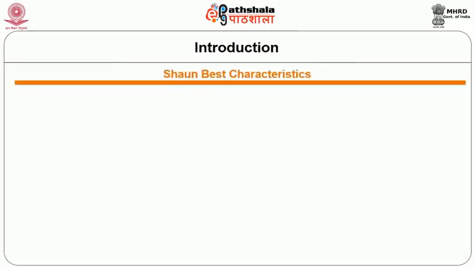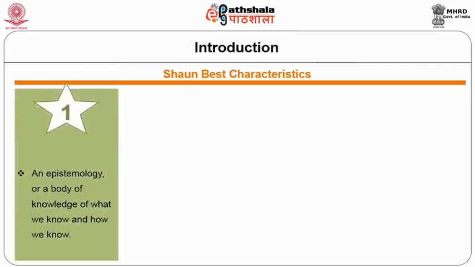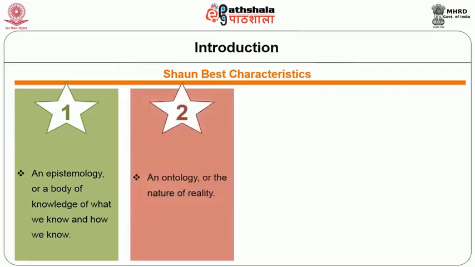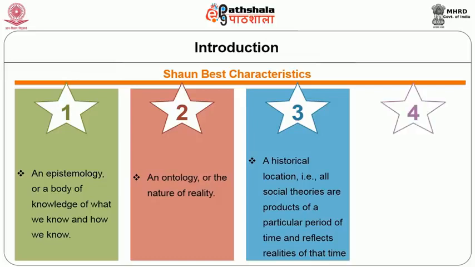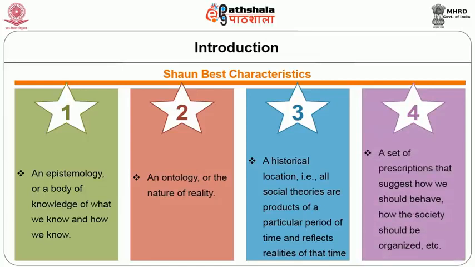Sean Best points out four characteristics common to all social theories: first, an epistemology or a body of knowledge of what we know and how we know. Second, an ontology or nature of reality. Third, a historical location, that is, all social theories are products of a particular period of time and reflect realities of that time. Lastly, a set of prescriptions that suggest how we should behave, how the society should be organized, etc.